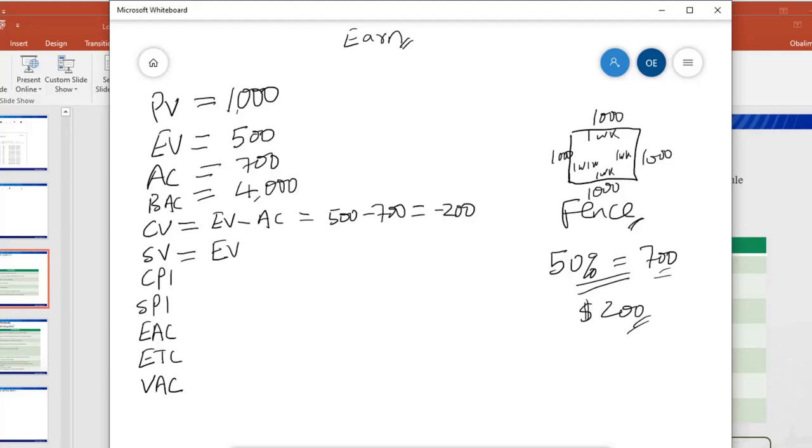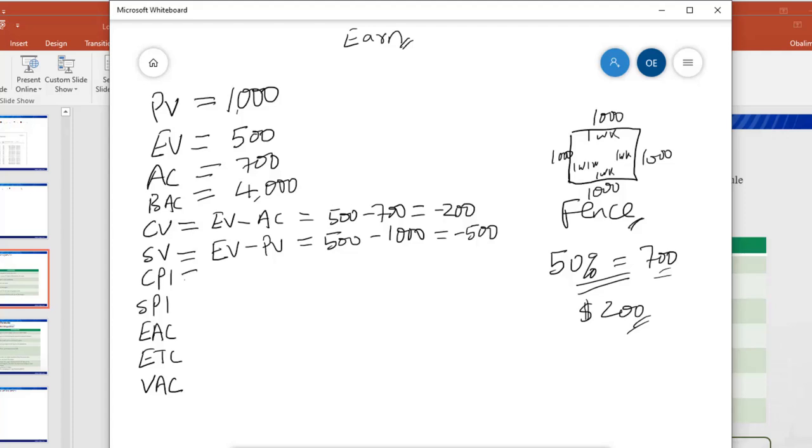Then we go to our schedule variance. The formula is earned value minus planned value. In this case, it's 500 minus our planned value of 1,000, which gives us negative 500. It therefore means that for this project, we're behind schedule and we have work worth about 500 that was not done in week 1. Remember, they did half, and half ought to be 500. So another work worth about 500 was not done, and that's why our schedule variance is showing negative 500.